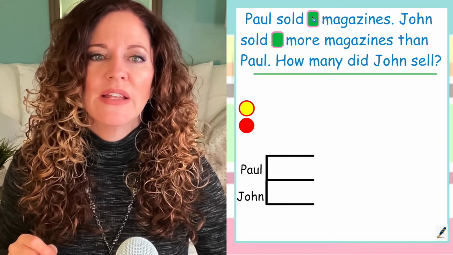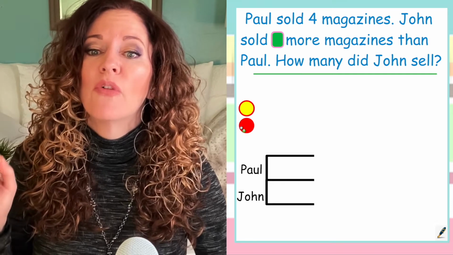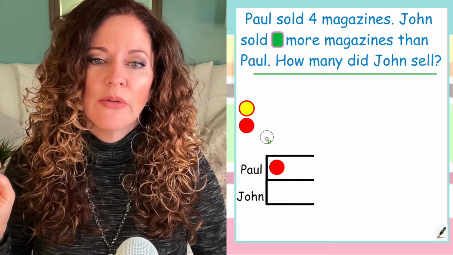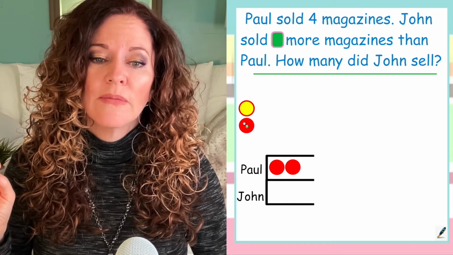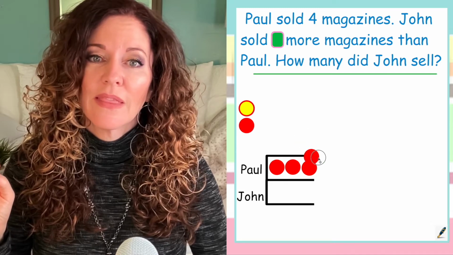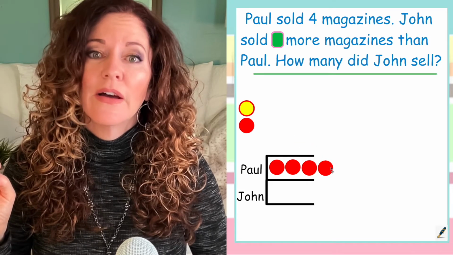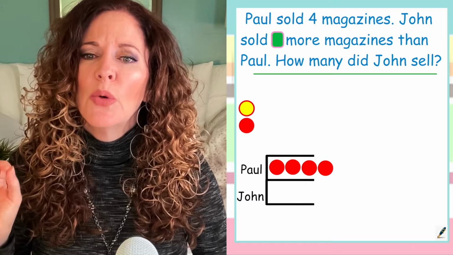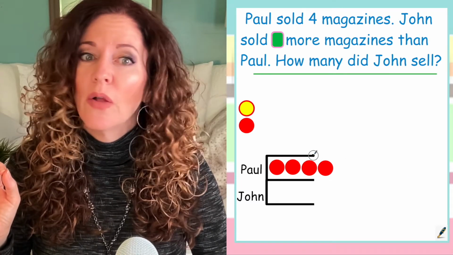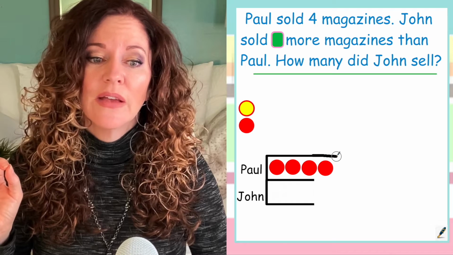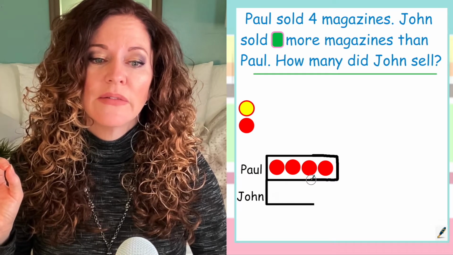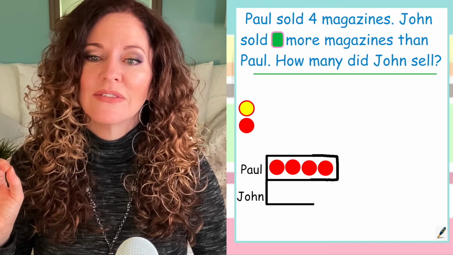Let's go ahead and model our problem though. We're going to take a look and it says Paul sold 4. Get your red counters and we're going to go ahead and show that Paul sold 4. Okay. And now that I know Paul sold 4, I can go ahead and block it off because I know that's all that is going to go in his box is those 4 magazines that he sold. So use your dry erase and we'll block it off.